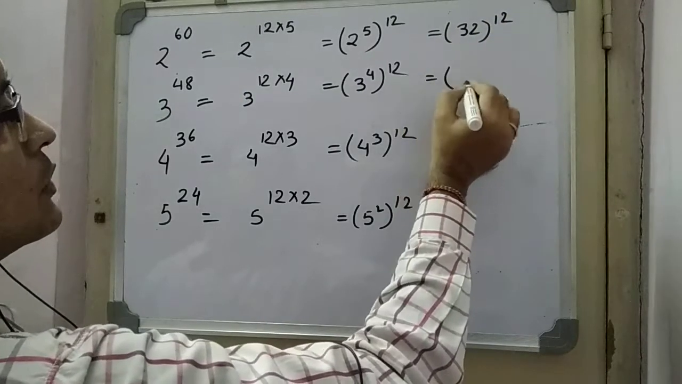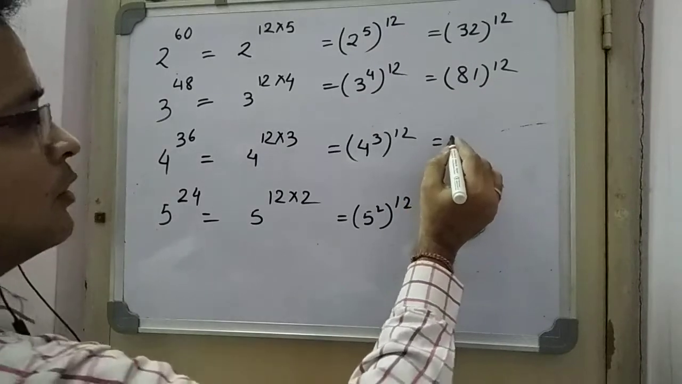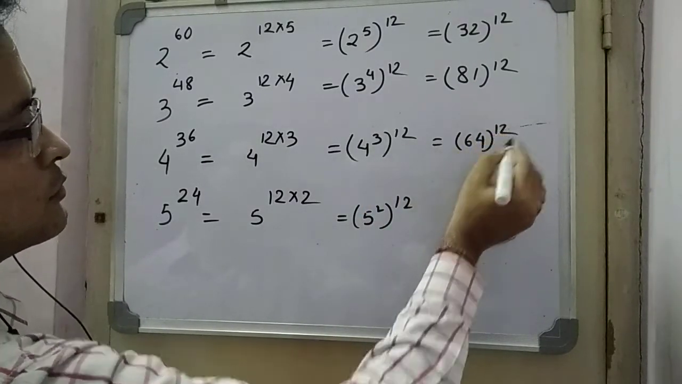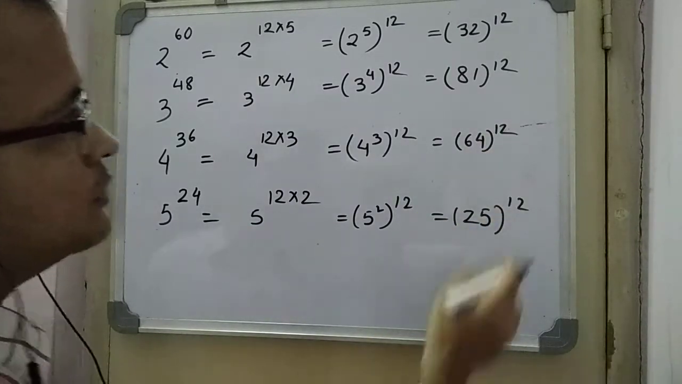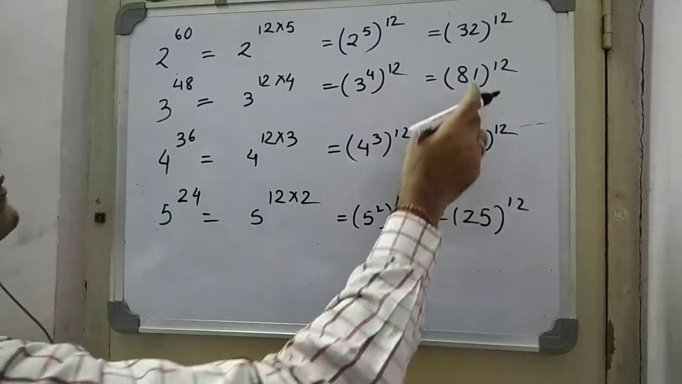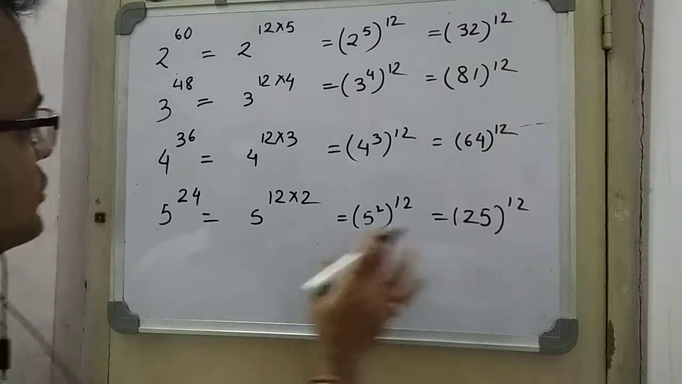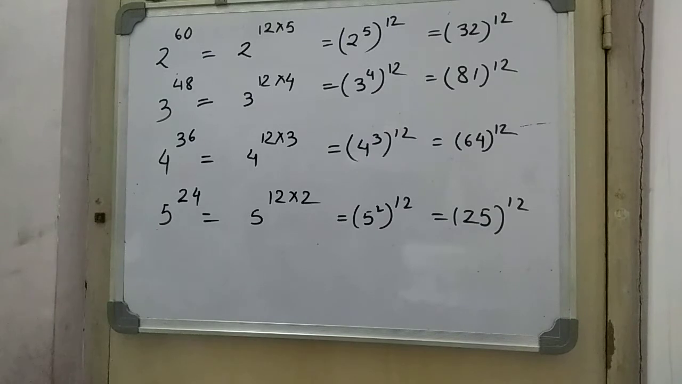2 to the power 5 is 32, 3 to the power 4 is 81, 4 cube is 64, this is 25. See, if the power is same, now I can compare this base value. So no problem. The smallest one is 5 to the power 24.